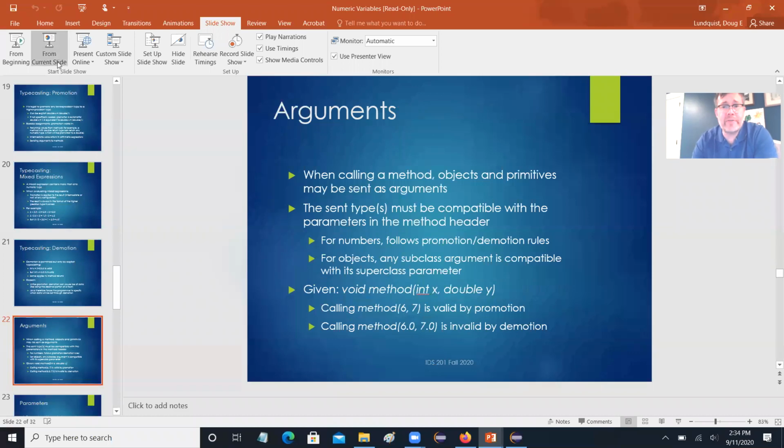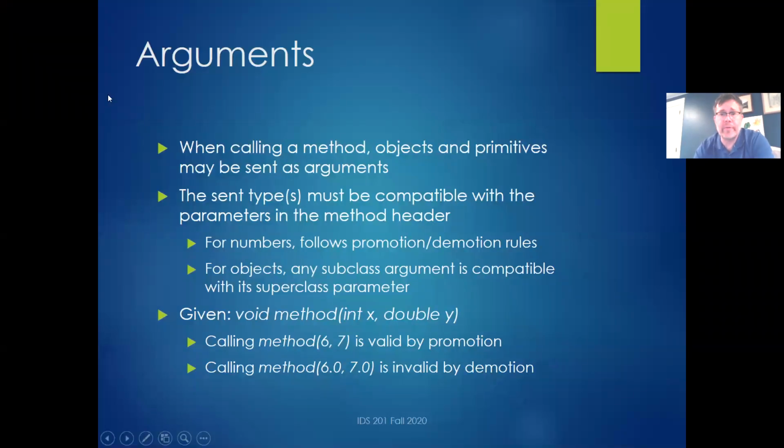Now, arguments, we've seen examples, but we'll go through a little bit more of that. If you're calling a method, objects and primitives, of course, can be sent as arguments. And the sent types have to be compatible with the parameters in the method header, right? So basically, anytime it's the same type, that's fine. If the argument can be legally promoted to the parameter type, that's also fine, right? But if the argument would be demoted, it's going to be illegal. So you have to typecast it before you send it.